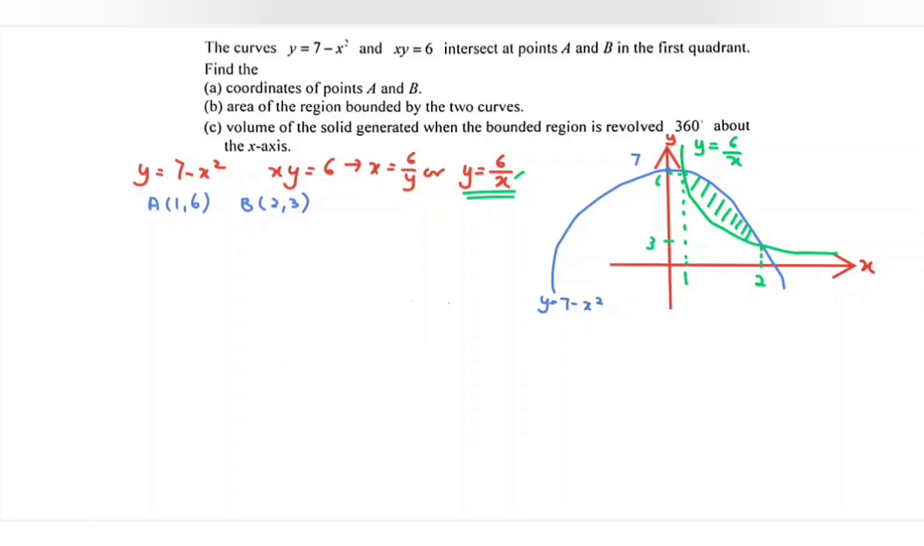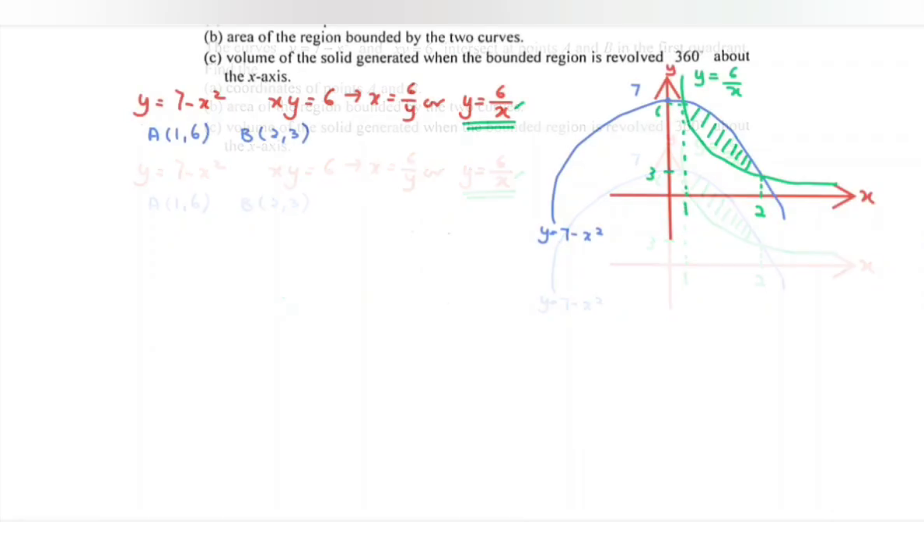Next, we are going to find the area. Let's say we are going to find the area with respect to x. As we can see here, we have the longest, and this one will be the shortest. So the area will be the integral of the longest, 7 minus x squared, minus the shortest, 6 over x, with respect to x. The interval is 1 until 2, with respect to x.